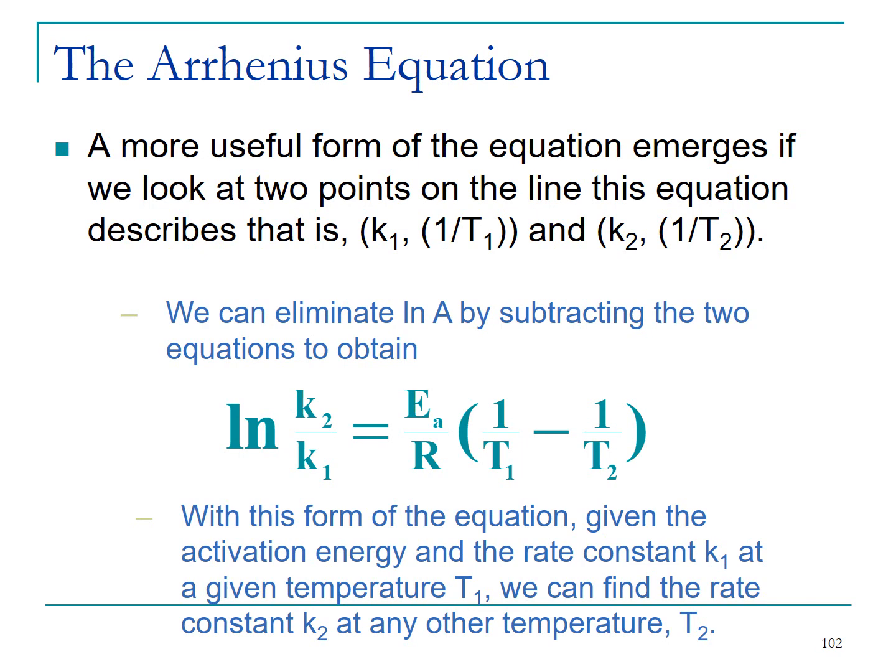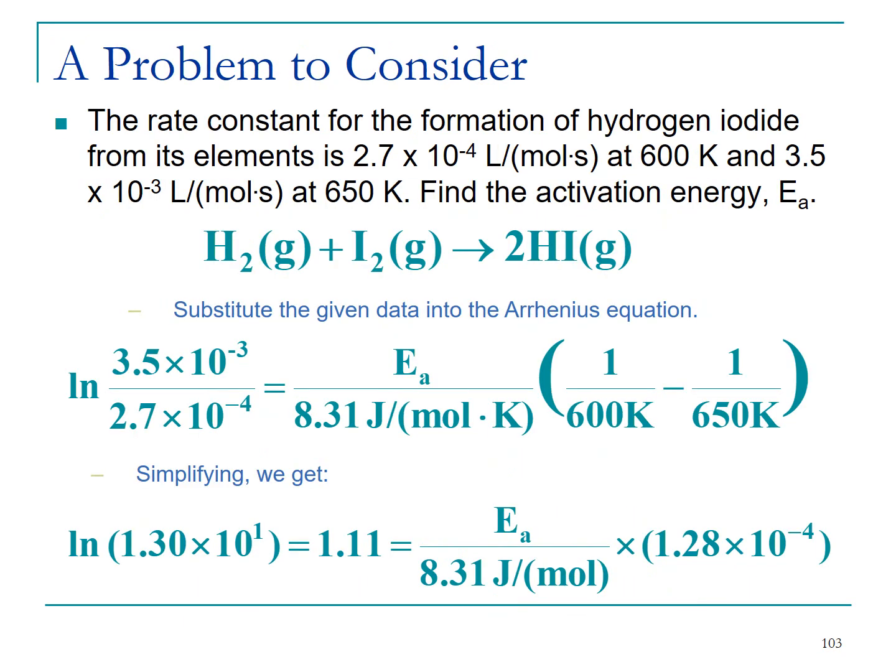So basically what this equation says is, if you know the two temperatures and the rate constant at both temperatures, you can find the activation energy, or if you know the activation energy and the rate constant at one temperature, you can find the rate constant at another temperature. And the next problem shows the example. So this is just an example of using that previous equation.